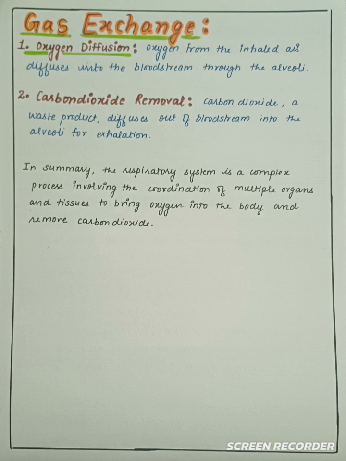Now the last is gas exchange. So basically, oxygen diffusion and carbon dioxide removal. Oxygen from the inhaled air diffuses into the bloodstream through the alveoli, and the carbon dioxide removal, that is, carbon dioxide, a waste product, diffuses out of the bloodstream.